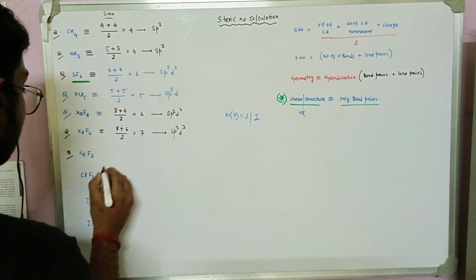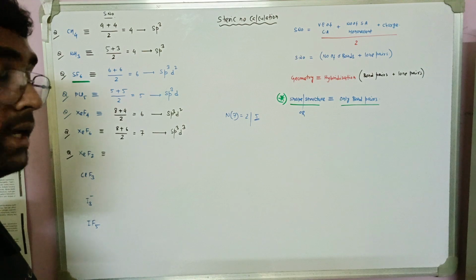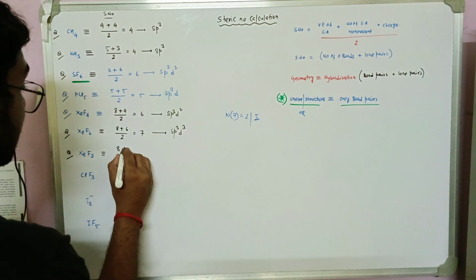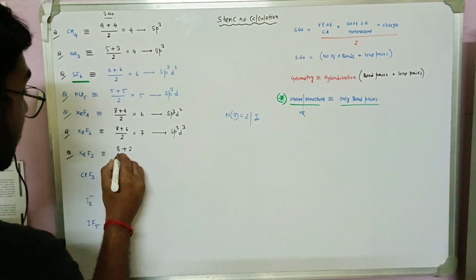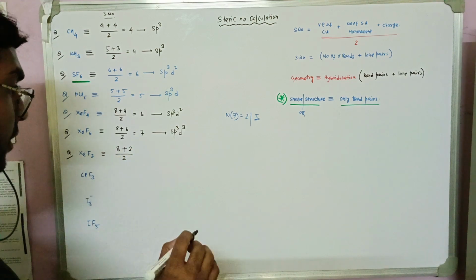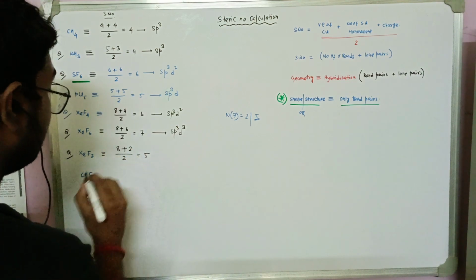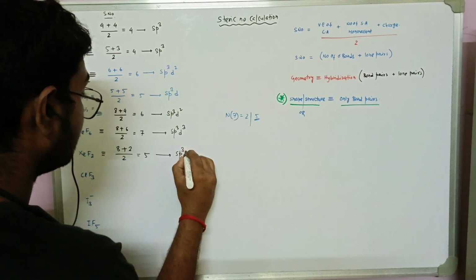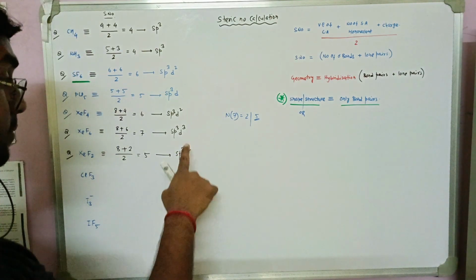For XeF2, let's suppose you can do it on your own. So the valence electrons will be 8 plus side atoms which are monovalent, fluorine 2, neutral molecule, divided by 2. So the steric number will be 5, which implies the hybridization to be sp3d.